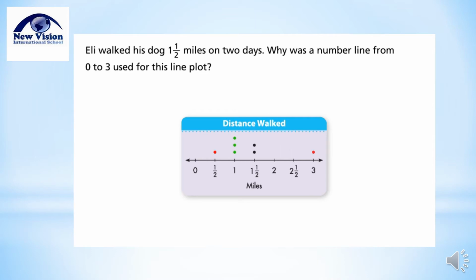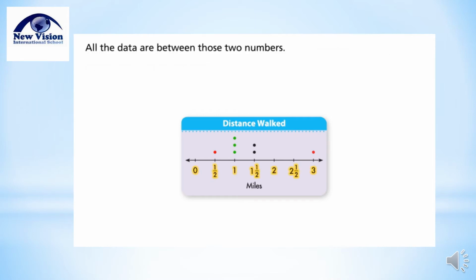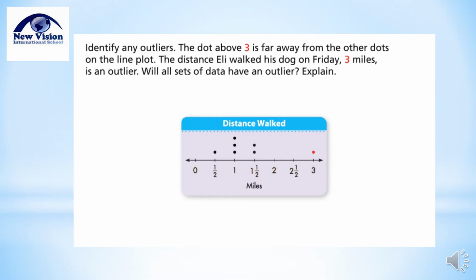Why was a number line from 0 to 3 used for this line plot? All the data are between those two numbers. Identify any outliers. The dot above 3 is far away from the other dots on the line plot. The distance Eli walked his dog on Friday, 3 miles, is an outlier.